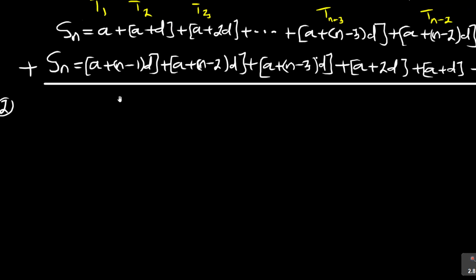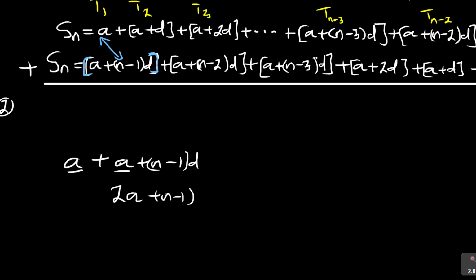So when you are adding, let me take the first one. For example, remember I'm adding these 2 here. But remember the bracket. Look at the bracket. So I'm adding a plus n minus 1 d. But you can see that I just dropped the bracket. So if you're adding, a is common there, which is 2a plus n minus 1 d.